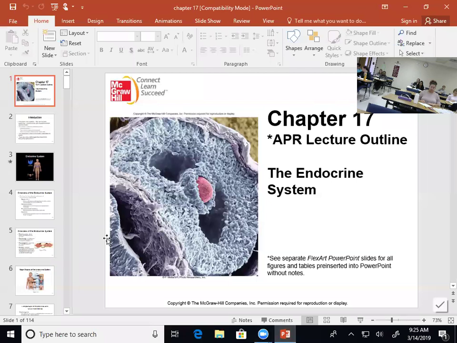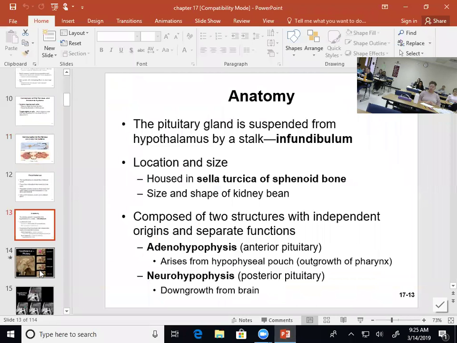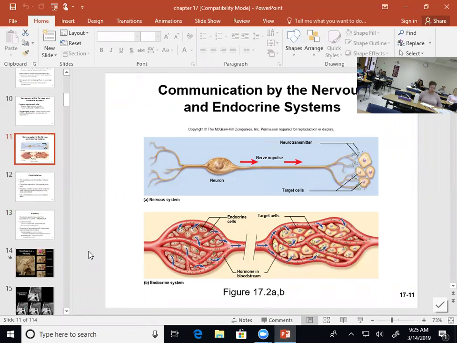I think we stopped on, I don't know where we stopped. I really don't. We talked about the pineal gland and melatonin. Okay, and melatonin, thank you. So we've gone with the pineal gland.